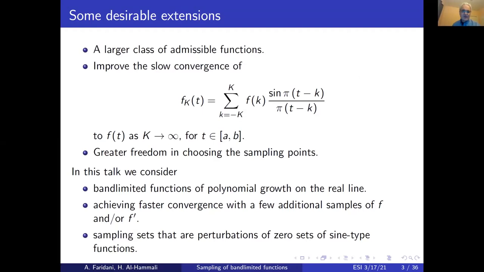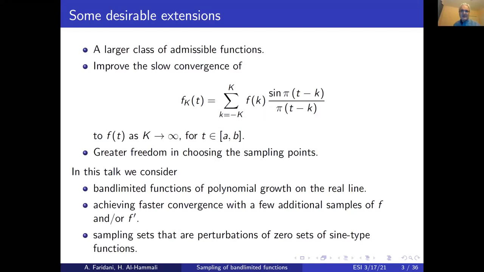So we want to improve the slow convergence of the truncated series, f_k of t, where we cut off the series at minus k and k and make it a finite sum. So we want to improve the convergence of f_k of t to the exact function f of t as k goes to infinity when we restrict t to a finite interval. Another extension we desire is greater freedom in choosing the sampling points. We would like to liberate ourselves from the integers and ideally sample wherever we want.